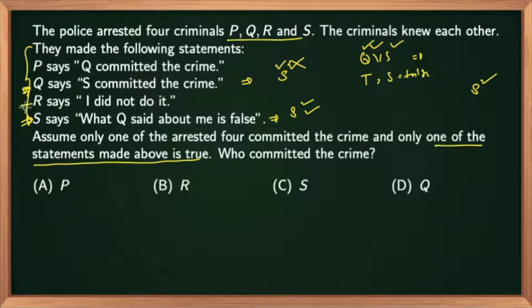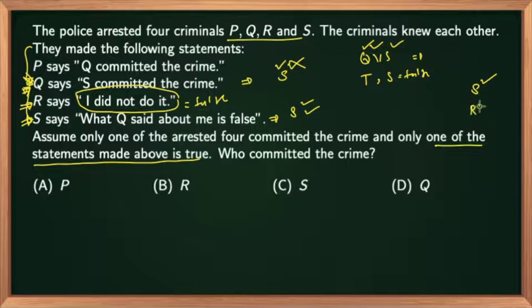Now what about R? R says I did not do it. Remember, we have assumed that Q is saying the correct thing, so all others are actually telling the wrong statement. So R says I did not do it. That means this statement is false, right? So R is actually the person who did it. Because I did not do it, this statement is false. So I can conclude that what R is saying is false. So R is the culprit, right?